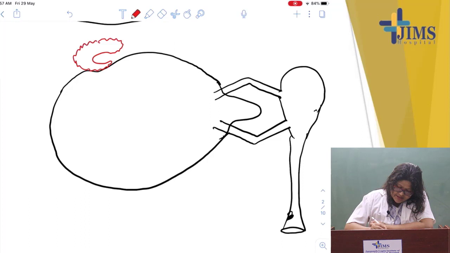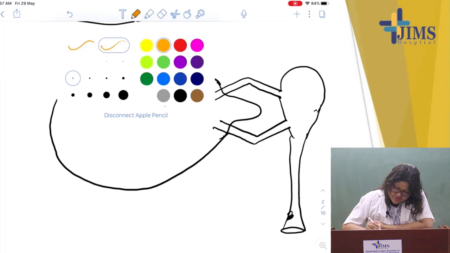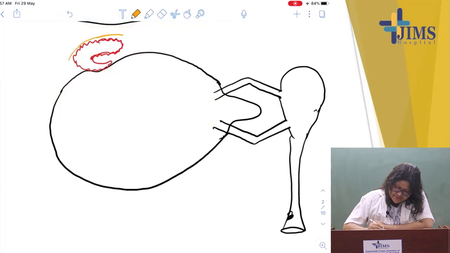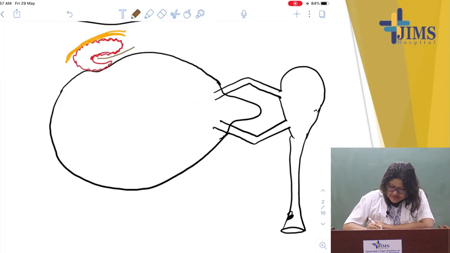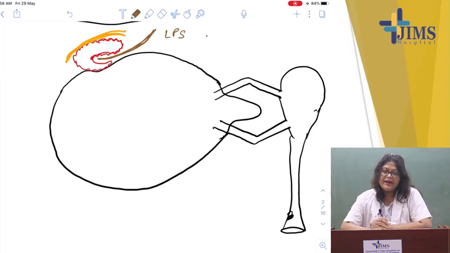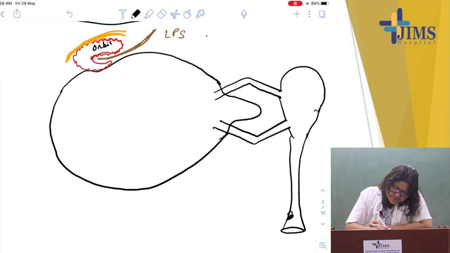This is the lacrimal gland, what I am drawing right now. This is the orbit, right? And this is LPS, that is levator palpebrae superioris. So this is the orbital part. This is the palpebral part. You can see the orbital part is larger than the palpebral part, and they are continuous around the posterior border of the LPS, and it is present laterally.